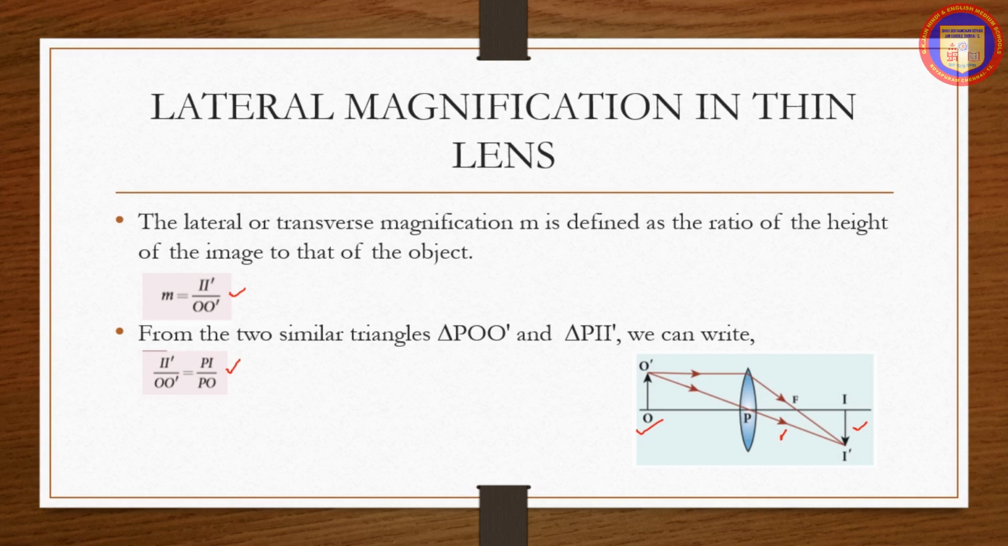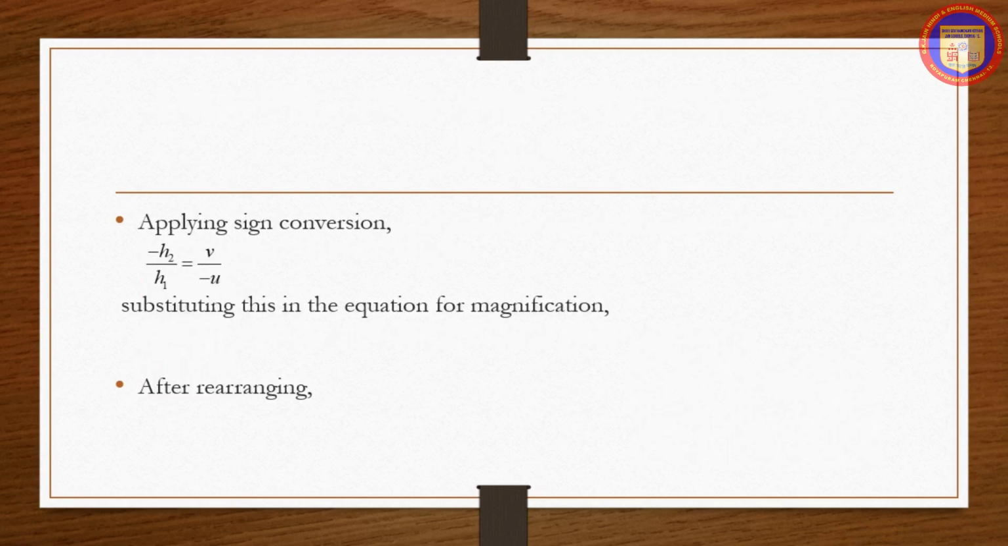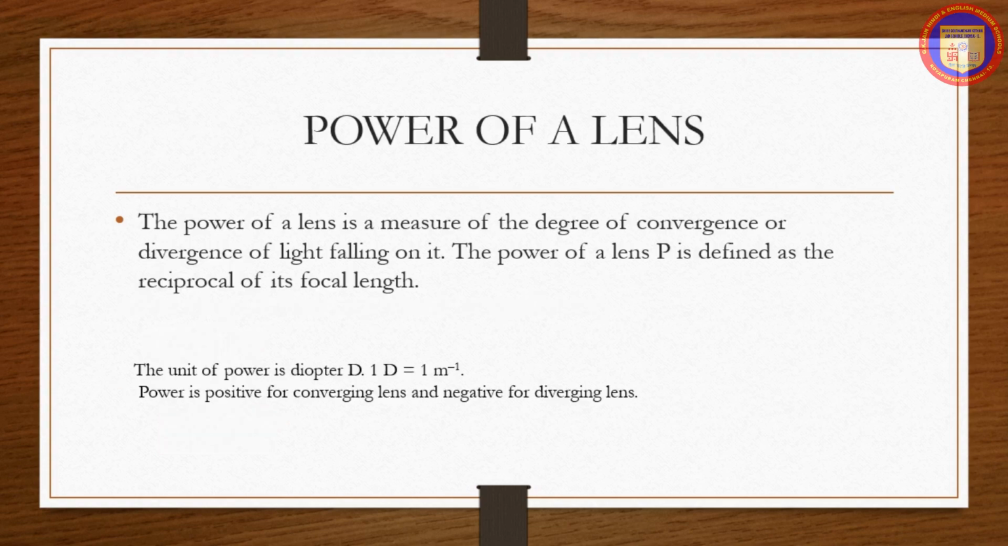Applying the sign convention, we'll get minus H2 divided by H1 is equal to V by minus U. So substituting this value in the magnification equation, we'll get M is equal to minus H2 by H1, which is equal to V by minus U. After rearranging, we'll get M is equal to H2 by H1, which is equal to V by U. The magnification is negative for a real image and positive for a virtual image. So the equation for magnification, by combining the lens equation with the formula for magnification, is M is equal to H2 by H1.